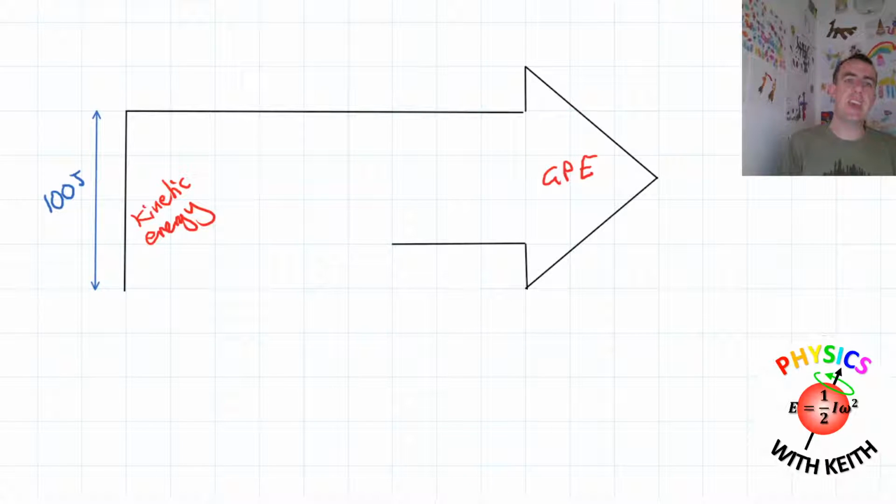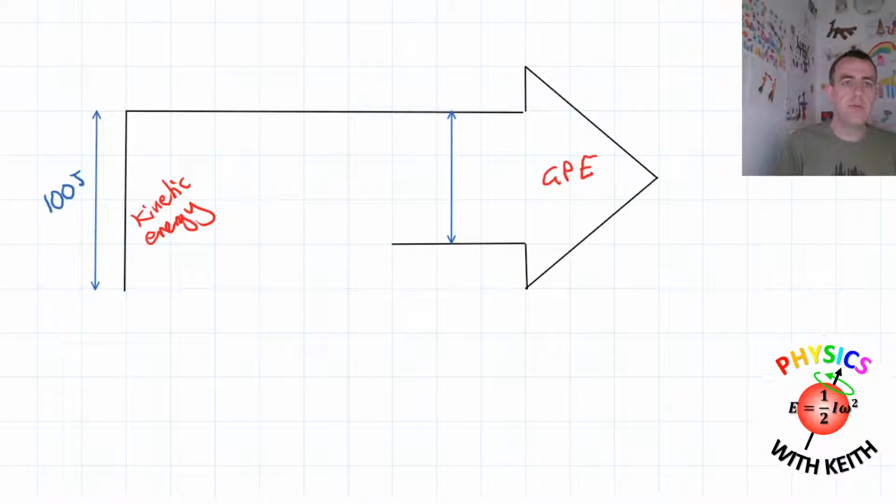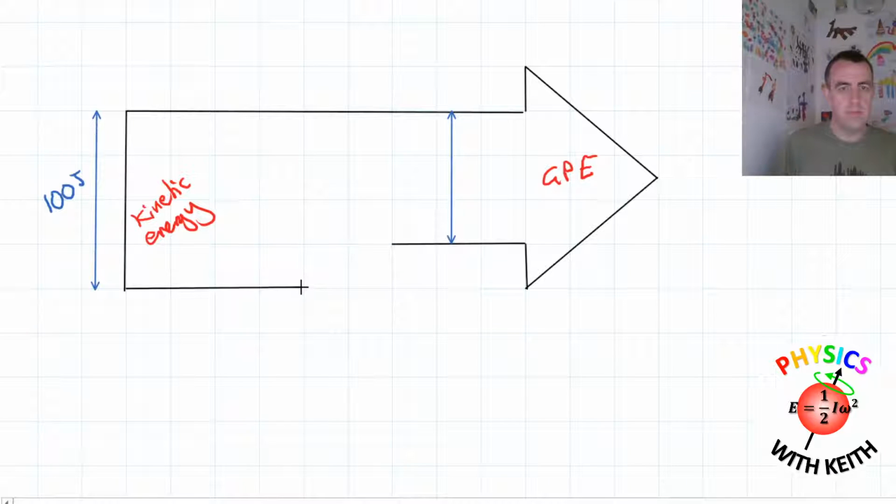How much energy is that in joules? What does this width of arrow represent? 75 joules, perfect. So 75 joules of energy. So 25 joules of energy has gone missing.